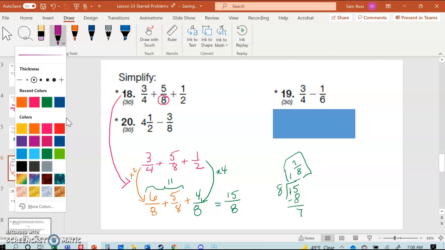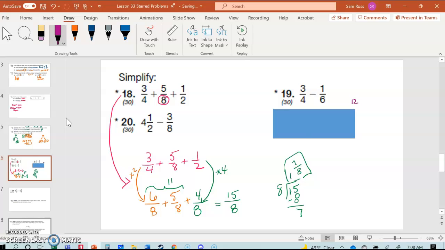Let's go ahead and do this. Don't worry about the blue square. Let's go ahead and do this one. I'm going to choose 12 as my common denominator. So I know that 4 times 3 is 12. So 3 times 3 is 9. And then here, I know 6 times 2 is 12. So 1 times 2 is 2. 9 minus 2 is 7/12, and that cannot be reduced.